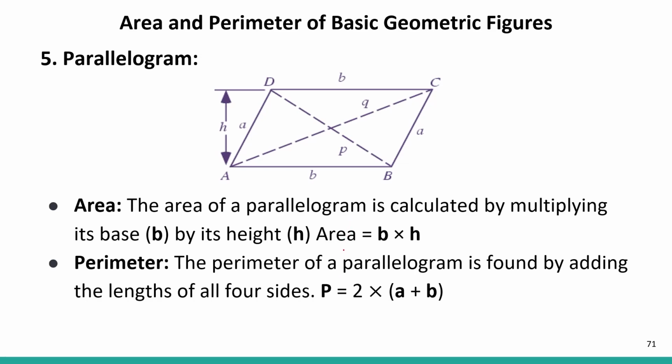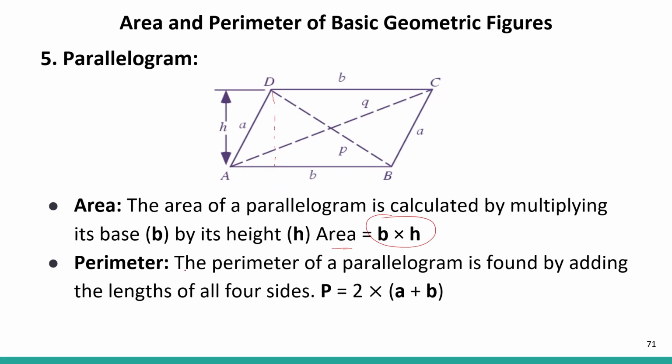So the area of a parallelogram is nothing but area is equal to B into H. So what is H here? H is the height, that is the distance from this point to this point. Okay, that is what the height of a parallelogram is, and the base is the length of the largest side, the side to which the height has been drawn.